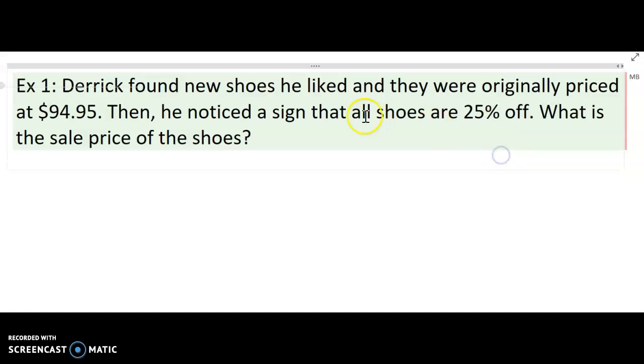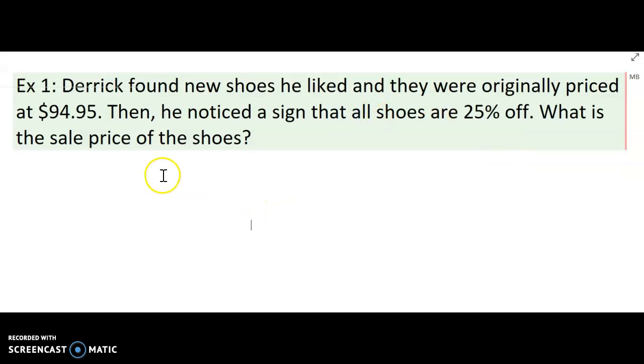So example number one, I don't know why this stuff is in green, but hey, whatever. So we've got Derek found new shoes he liked, and they were originally priced at $94.95. Then he noticed a sign that all shoes are 25% off, a discount. What is the sale price of the shoes? All right, so we're going to use those formulas that I had on that last page. There's a couple different ways you can do this, but we're, again, going to follow those formulas.